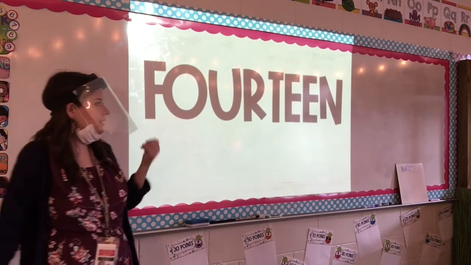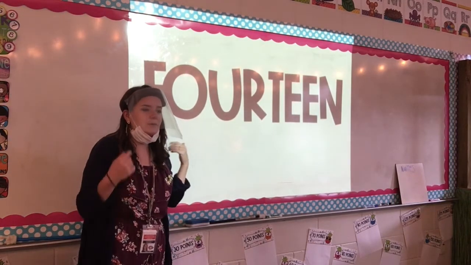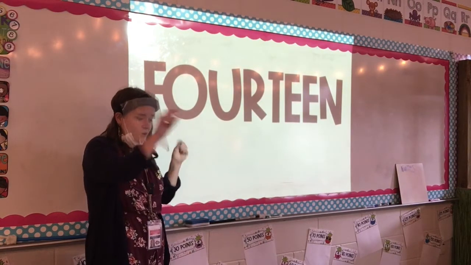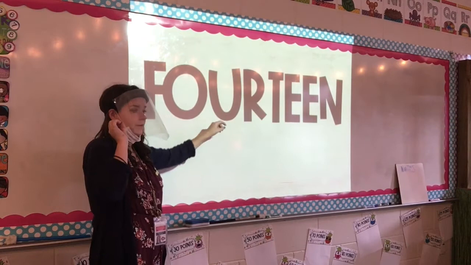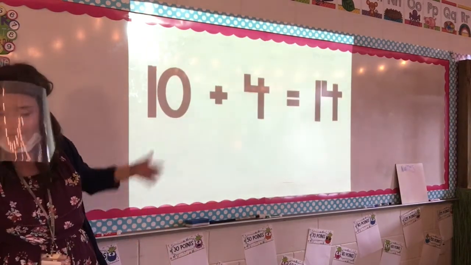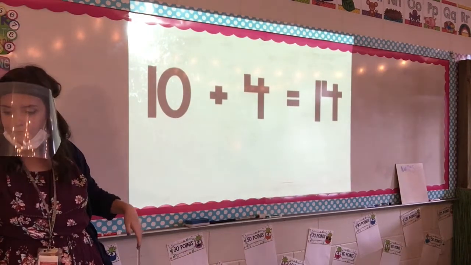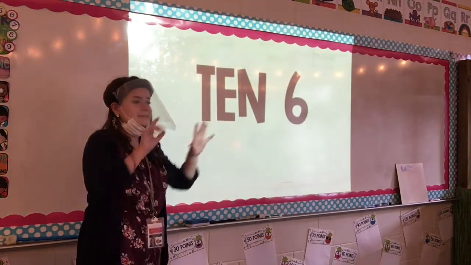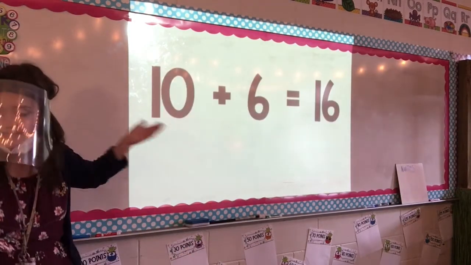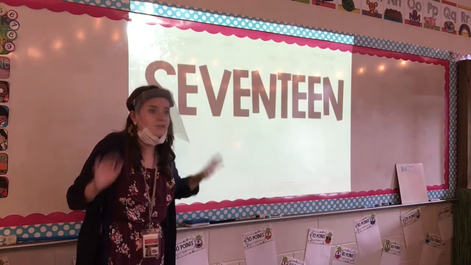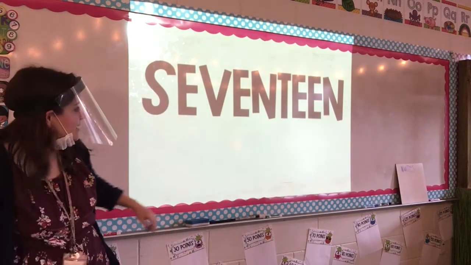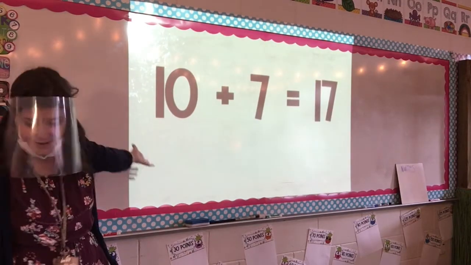Look at this. 14. How would we do that the say 10 way? We could say 10 and then what number? You can say 4. So 10, 4 or 10 plus 4. What about this? 10, 6. 16. 10 plus 6 is 16. 17. You say 10, 7. 10 plus 7 is 17.